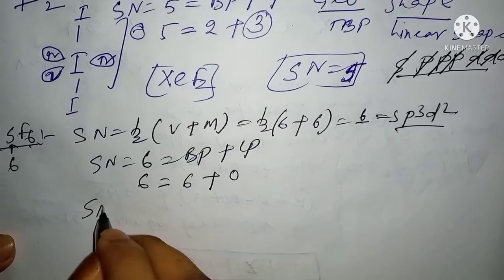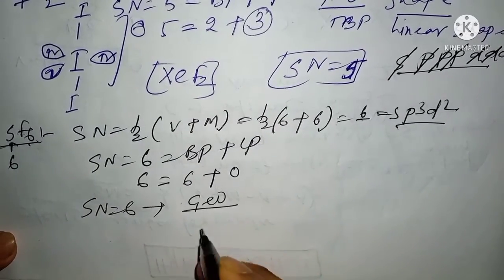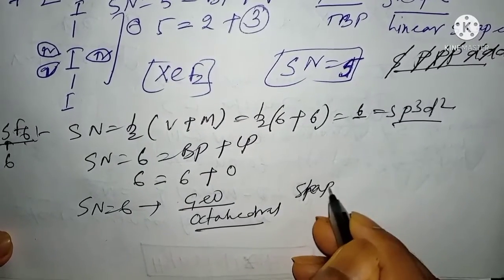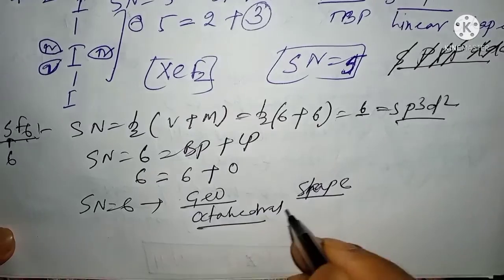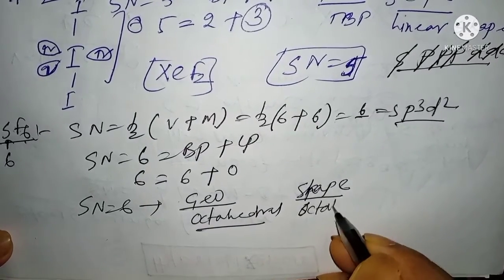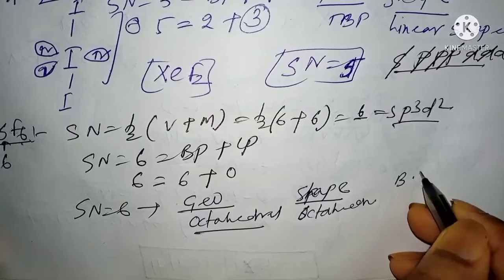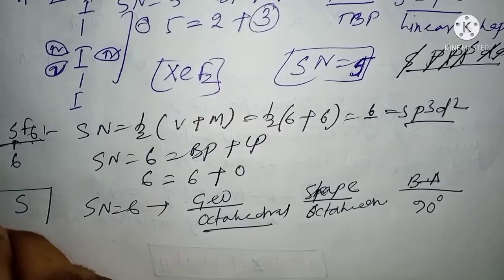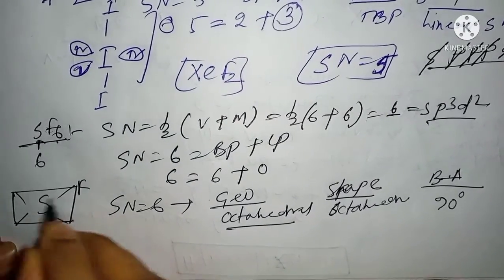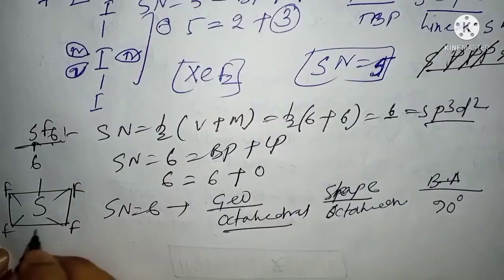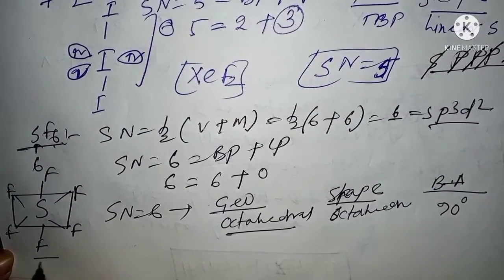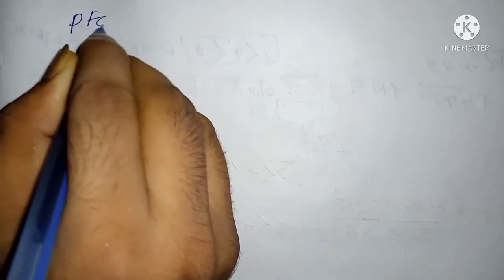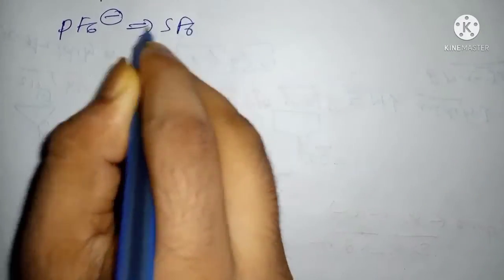Now in case of steric number equal to 6, geometry equal to octahedral, but shape is the same, because lone pair equal to 0. So geometry and shape are the same. So this is also octahedral shape. And bond angle, all are 90 degrees. So the structure is S, F, and 2 are axial. So this is the structure of octahedral geometry. PF6 minus is a similar example of SF6. So we will try PF6 minus.